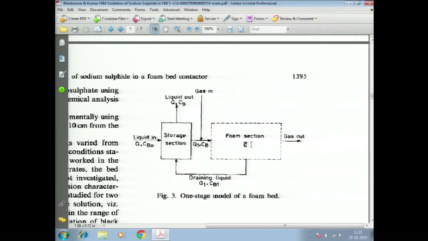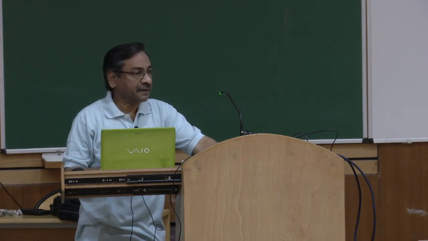Within the storage section, we can say the liquid holdup is the average liquid holdup. At the top of the foam section, the gas bubbles burst, the air goes out, liquid is released, and that liquid together with whatever is draining by action of gravity will return back to the storage section. At a hydrodynamic steady state, the flow rate of liquid going into foam and returning from foam must be equal. So, this Q1 is the same as this Q1.